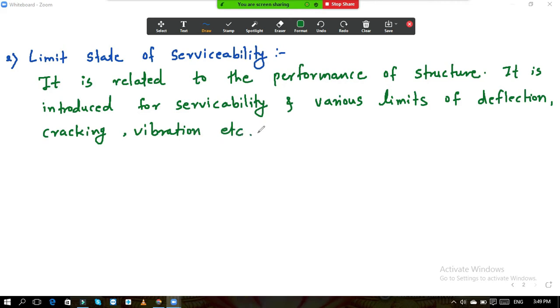Okay, so this serviceability is related to the performance of the structure. So how stiff the structure is. What is the maximum deflection occurring in the structure? What is the cracking pattern? What types of cracks are developed in the structure? The limiting value for this is provided by the limit state of serviceability, or all these things come under the limit state of serviceability.